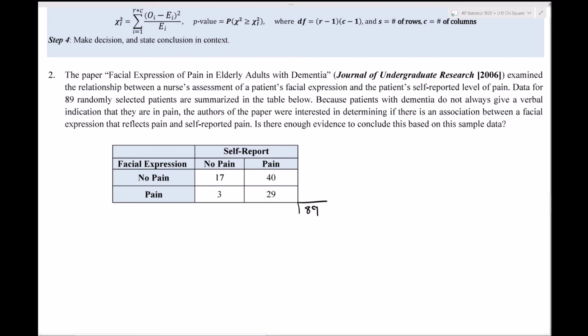And I think these are easy numbers, easy enough at least for me to try to make totals of them. This is obviously 20. This one is what, 69? 20 plus 69 is 89, so that works. 17 and 40, 57. 3 and 29, 32. And then those should add up to 89 as well. So that was pretty quick and easy. So is there enough evidence to conclude this based on the sample data?